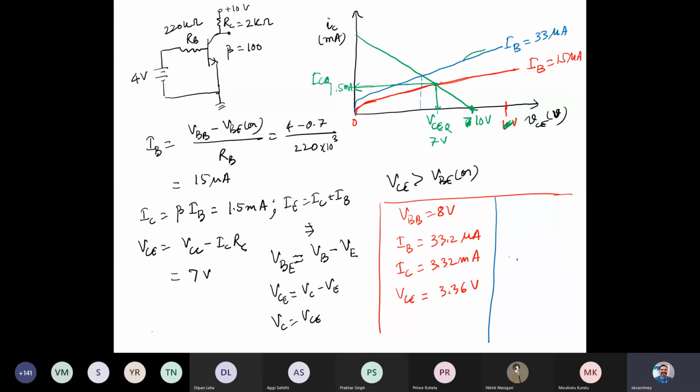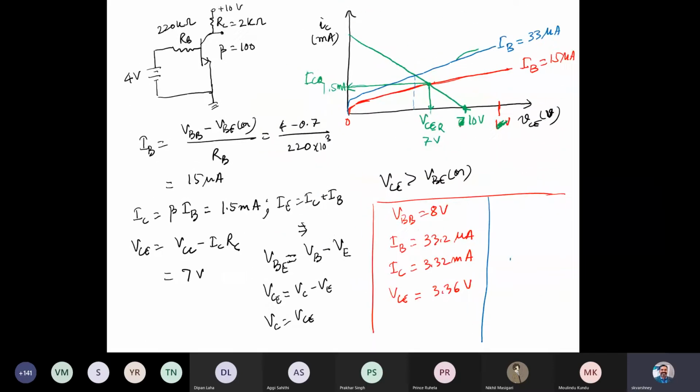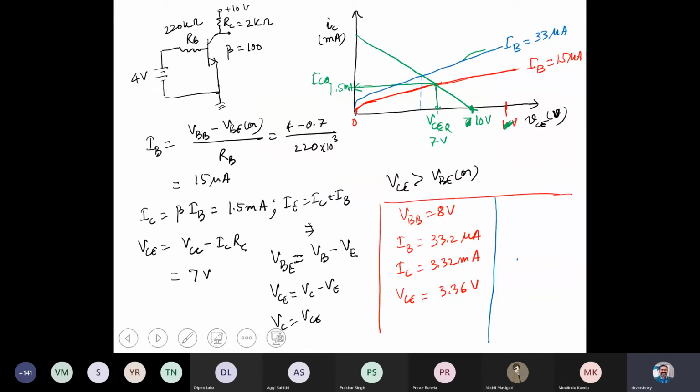What you can do here is either change the beta, make it 200, to double it, or change VCC, or maybe change RC. So let's keep everything else the same: VBB is 8 volt, let's make RC 4 kilo ohm, beta is 100, and then for VCC you take 10 volt, and also 12 volt. Let's see what you get in that situation.